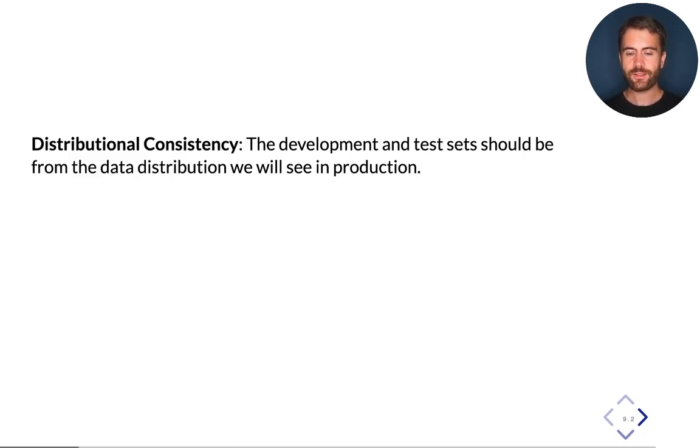And so the data that's in these data sets should come from the same data distribution that we anticipate seeing in production. When I say in production, I mean in the real world, once we have deployed our model and it is doing something useful, we're going to see some data, and the distribution of this data should be as close as possible to the data that's in our development and test set. This is how we're going to know how well our model will work once it has been deployed.